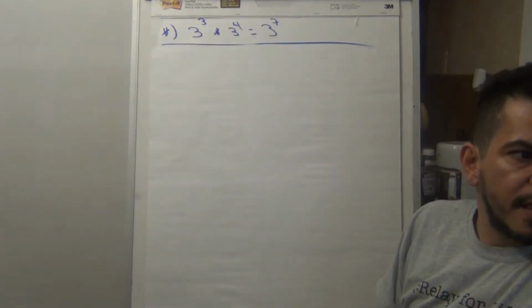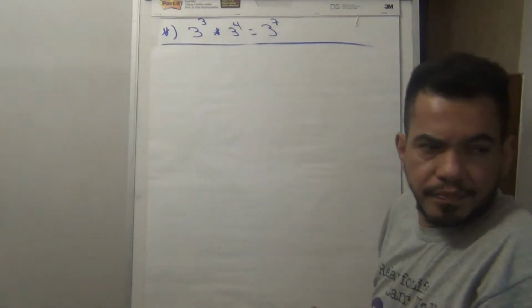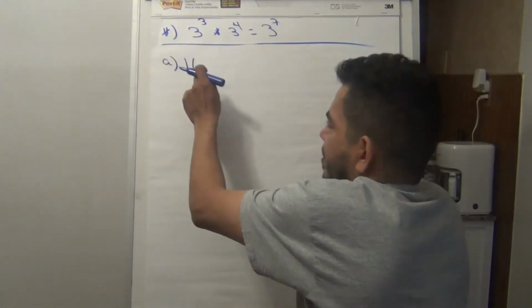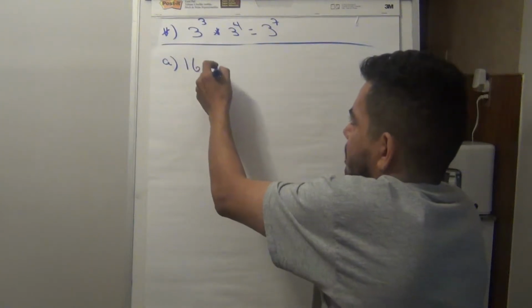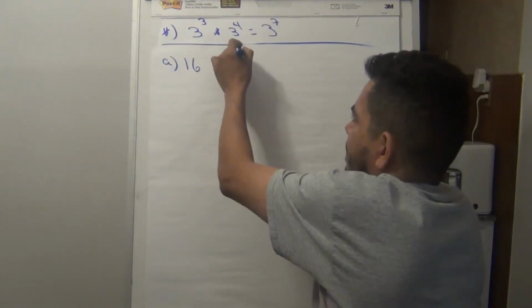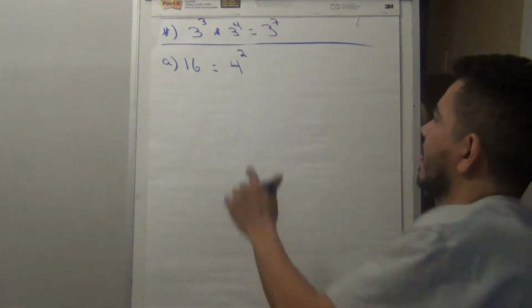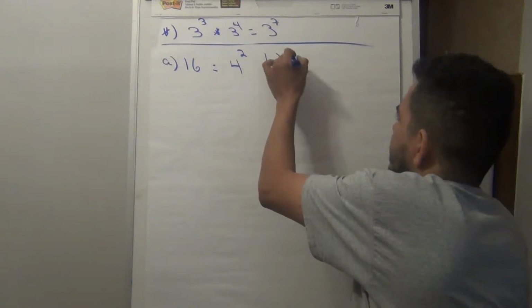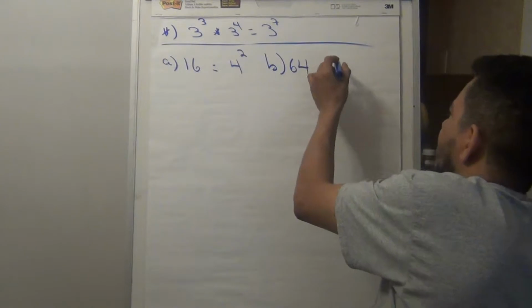Next, it says express in exponential form with base 4. How can I express 16 as something like 4 to the something power? 4 times 4 is 16, so it's 4 to the second power. B, how can I express 64 as 4 to the something power?